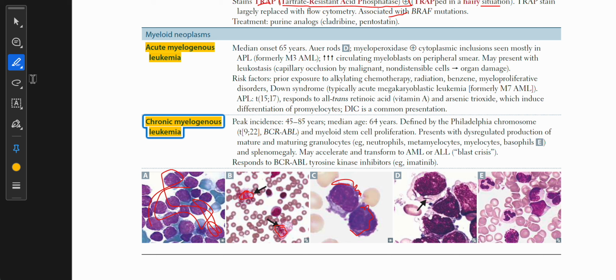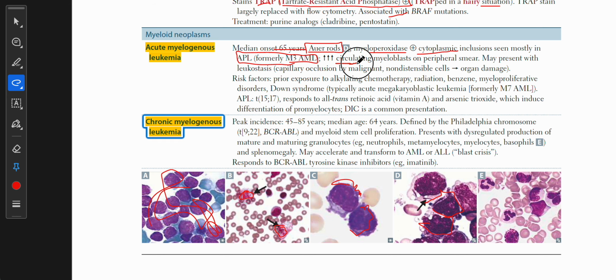So in acute myelogenous leukemia, the median age of onset is 65 years, right? Auer rods are the characteristic feature of AML. Here you can see these Auer rods. These are the characteristic features of AML. And then myeloperoxidase-positive cytoplasmic inclusions are seen mostly in APL, formerly M3 AML. There is a FAB classification of AML with M1, M2, M3, M4, M5 levels, and you can look at that in the Robbins and Cotran textbooks, right?